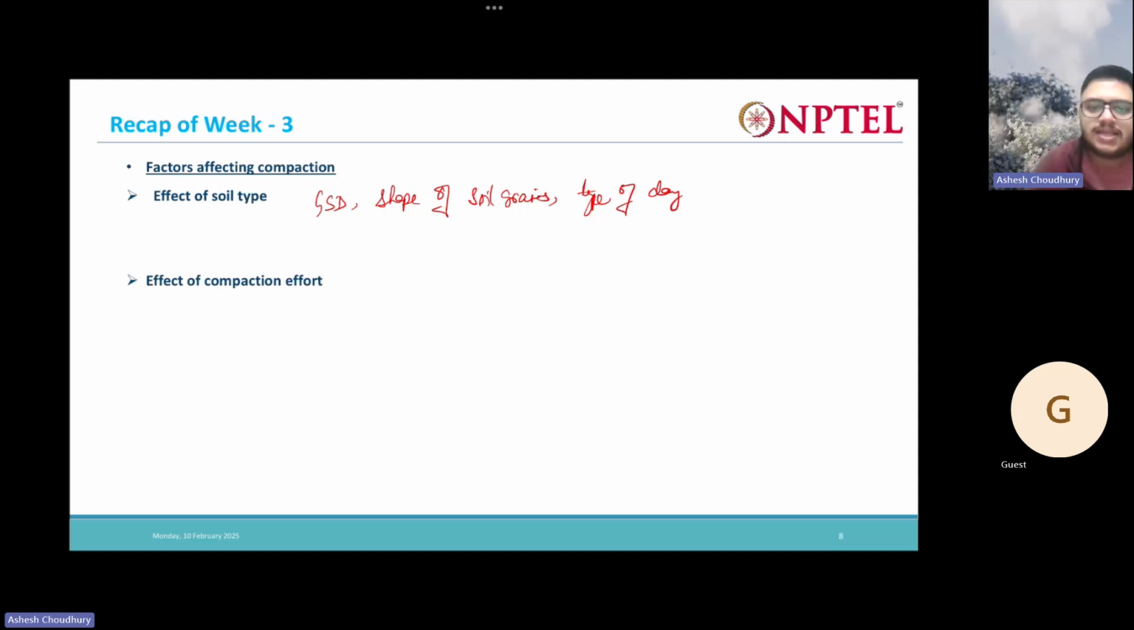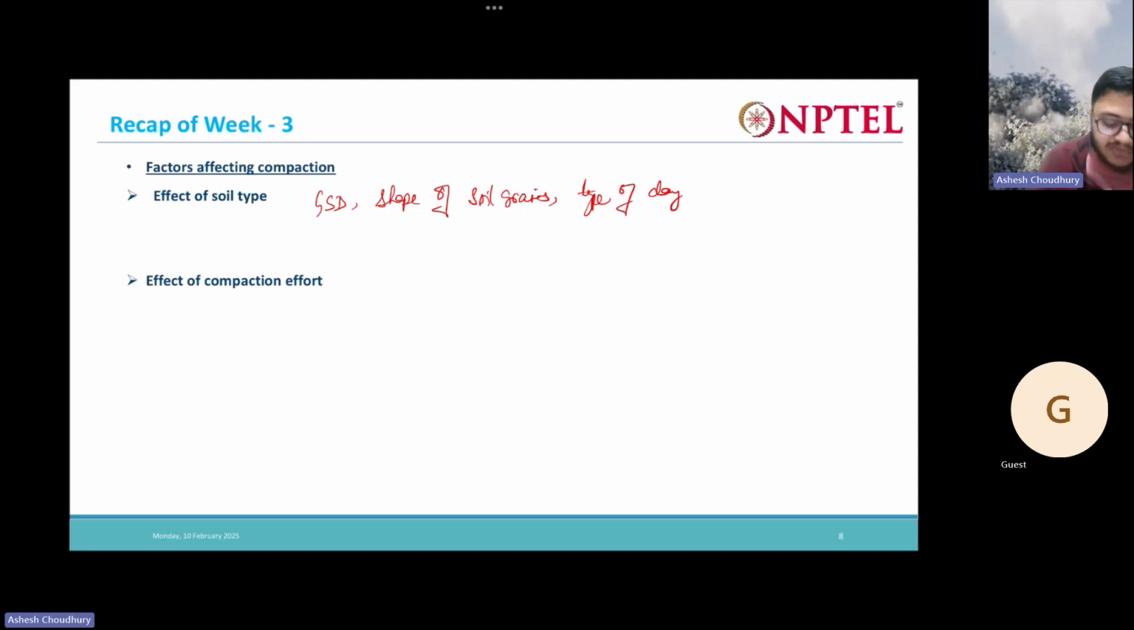Say the shape of the soil grains are angular, then the soil is going to behave somewhat differently, right? If they are rounded, then they are going to act differently. So that way the soil type affects the compaction.